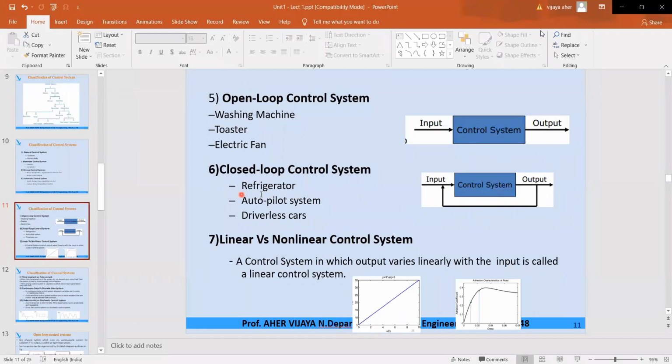Examples: refrigerator. Yes, only 5 minutes are remaining, I'm going to finish now. Autopilot system. Driverless car. That is not possible with us, driverless car.